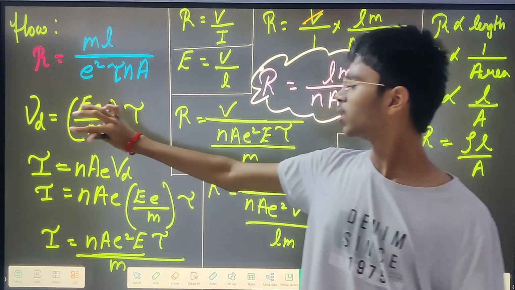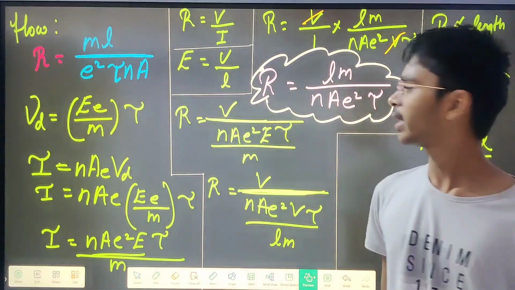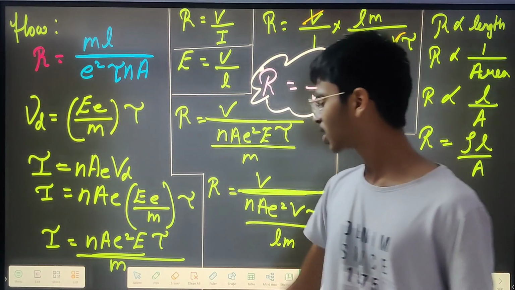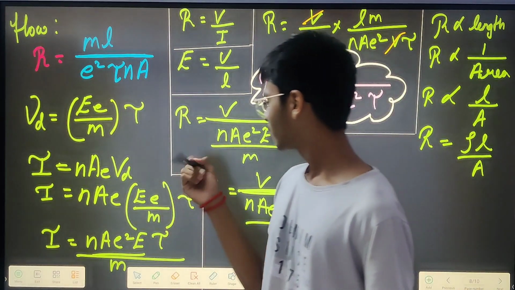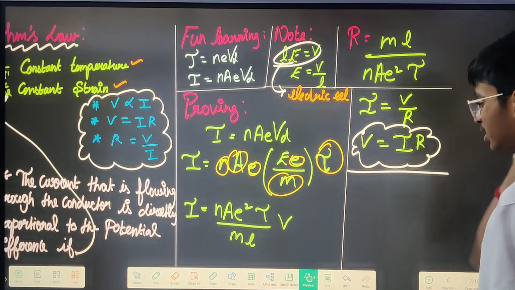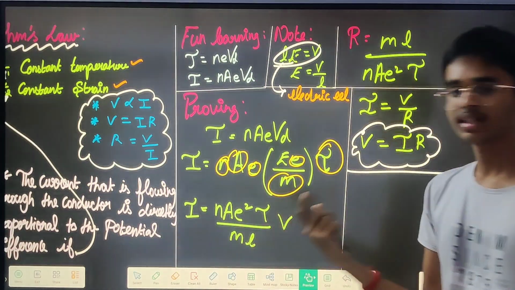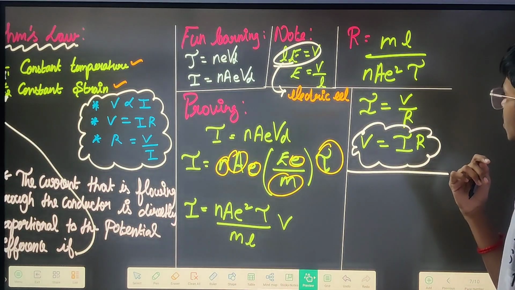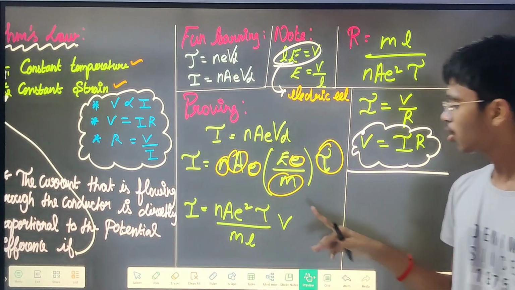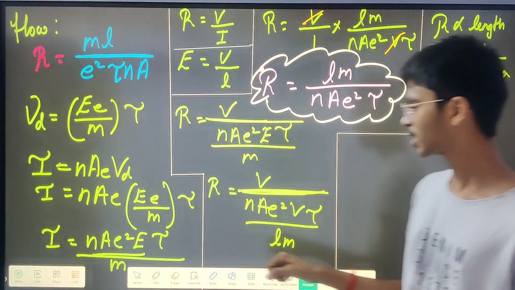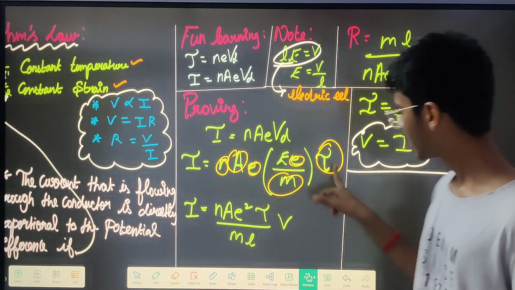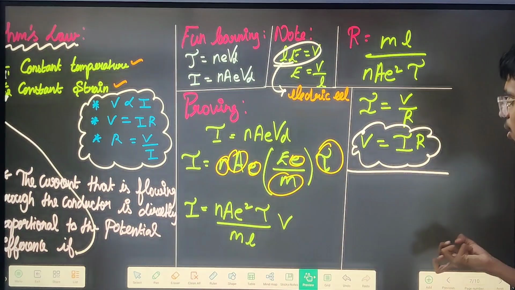We know that VD is equal to E by M into tau, that we know, right? So I is equal to N A E VD. From that, if you just substitute like this, it will be coming. Like this only we said that I is equal to V by R, right? So this total term is equal to 1 by R we said. The same thing is here also. We have multiplied and taken V alone out.